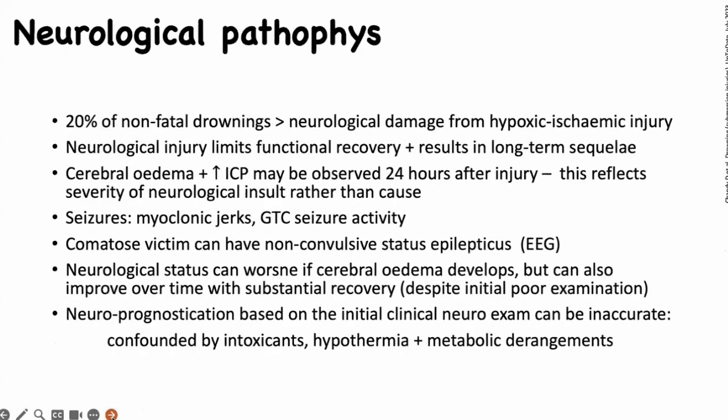What about what happens in the brain? Well, more than 20% of the non-fatal drownings have got severe neurological damage, and that's usually from the hypoxia and the ischemic injury. Obviously, we're worried about functional recovery, and if you have got severe brain injury subsequent to the drowning, this is a poor outcome as well. It's usually caused by cerebral edema, and the ICP might not be initially found on your initial brain scan. It might only be observed on subsequent scans down the line.